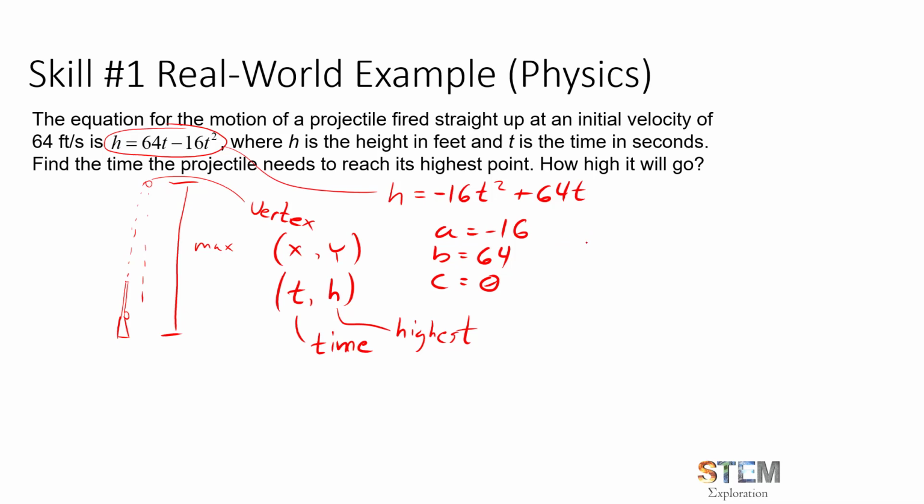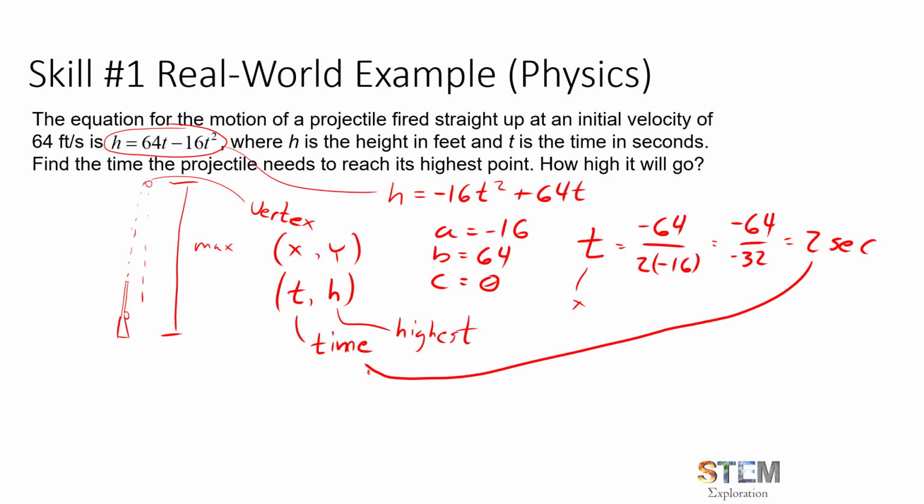And I can very quickly find that t as a variable, which is really our x, is equal to negative 64 all over 2 times negative 16. Do a little math. Negative 64 over negative 32. So t is equal to 2 seconds. So at 2 seconds, we'll reach the time at which the bullet or the projectile is at its highest point. All right, so we answered the first part of the question here.